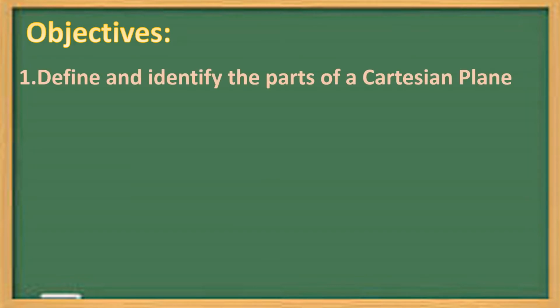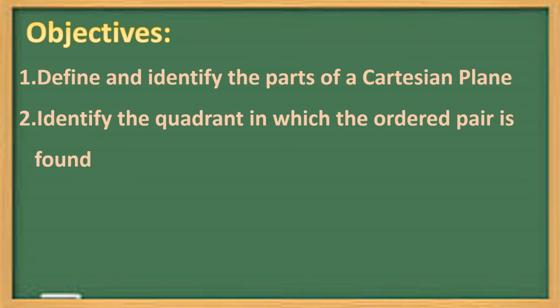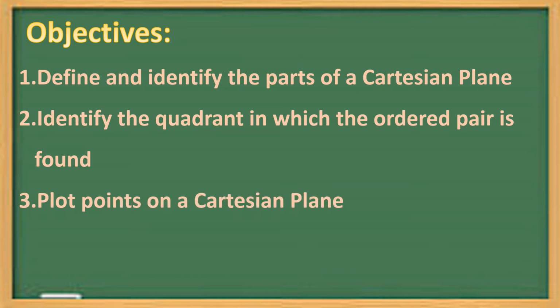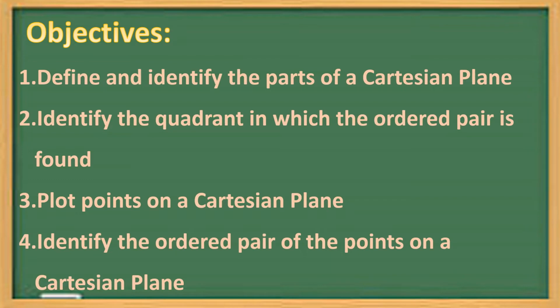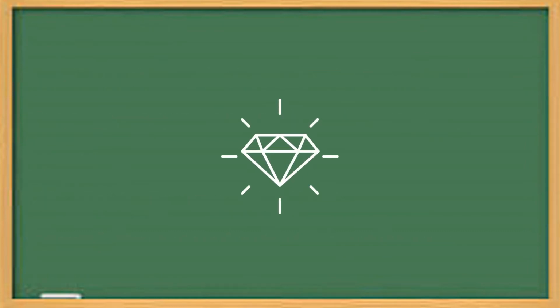Hello there! For today's discussion, we will focus on the following objectives. First, define and identify the parts of a Cartesian plane. Second, identify the quadrant in which the ordered pair is found. Third, plot points on a Cartesian plane. And fourth, identify the ordered pair of the points on a Cartesian plane. Are you ready? Let's start.